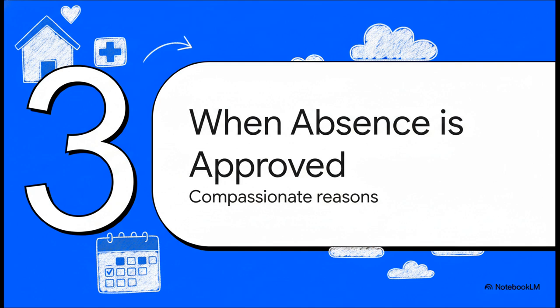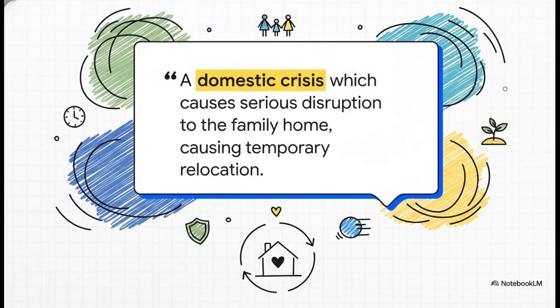Approved absences. This is where the system is designed to recognize that, hey, life happens, and sometimes school just isn't the most important place a kid can be. Just look at the code QDCA. It's for Exceptional Domestic Circumstances. The official guidance uses this exact phrase to describe when to use it. Now, this isn't just bureaucratic jargon. This is a system that's built to see real-world trauma and give a family the space to handle a crisis without being punished for it.